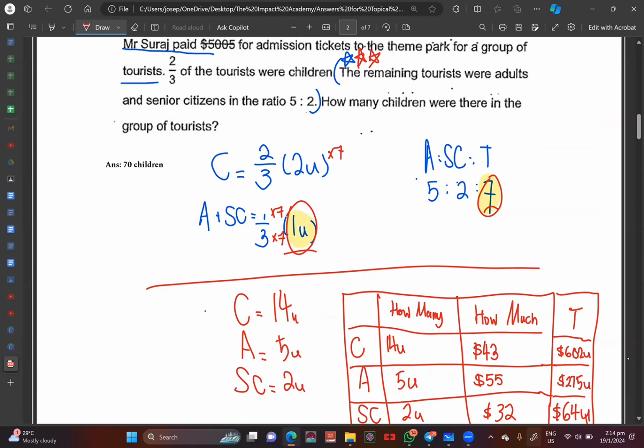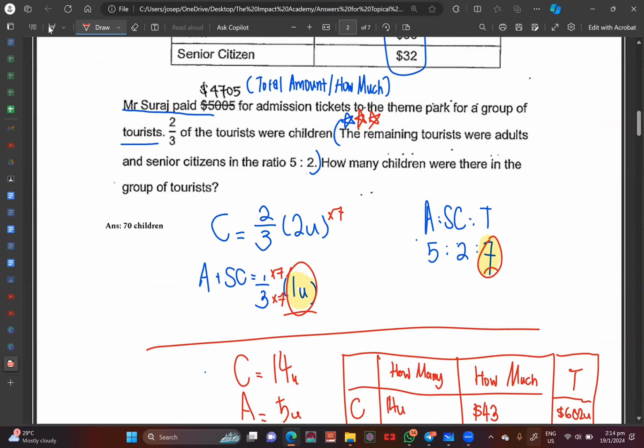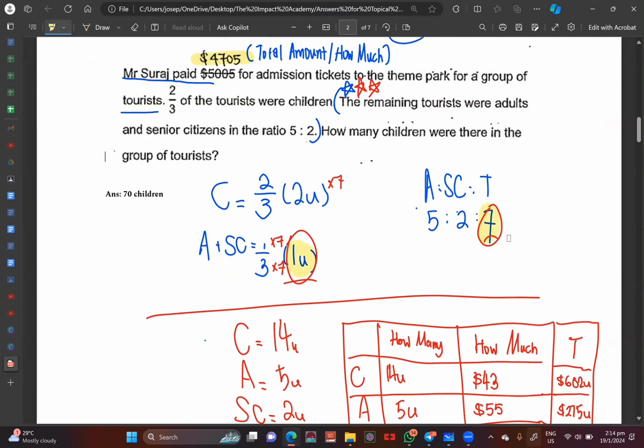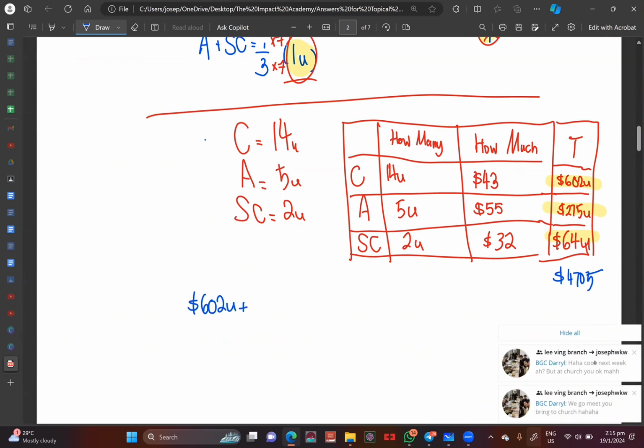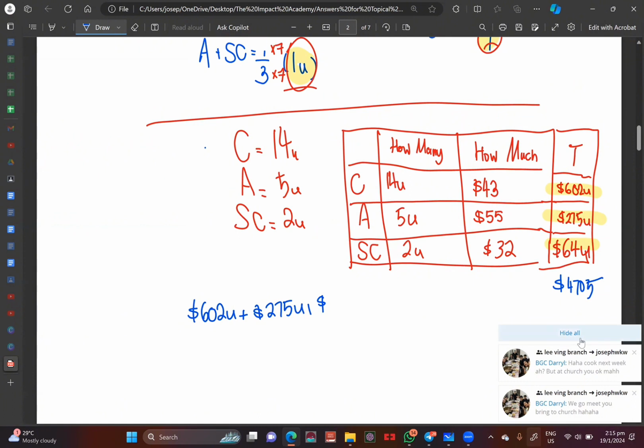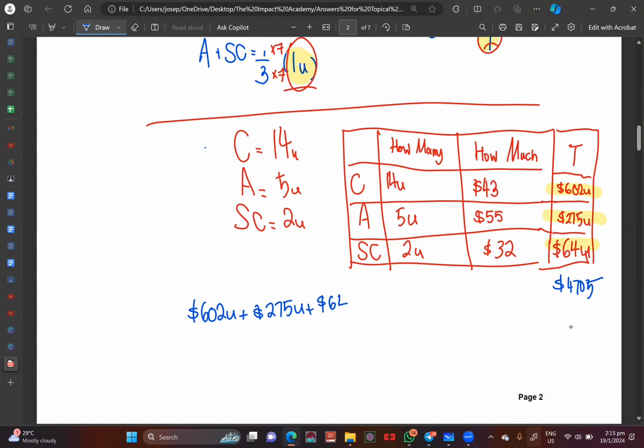Okay. Now, what is my total? Do you remember just now my total? Yeah, 4705, right? So what I'm trying to tell you is that this plus this plus this is equals to 4705. $602 unit plus $275 unit plus $64 unit is equals to how much? 4705. Am I making sense here? Okay, you add them up together for me.